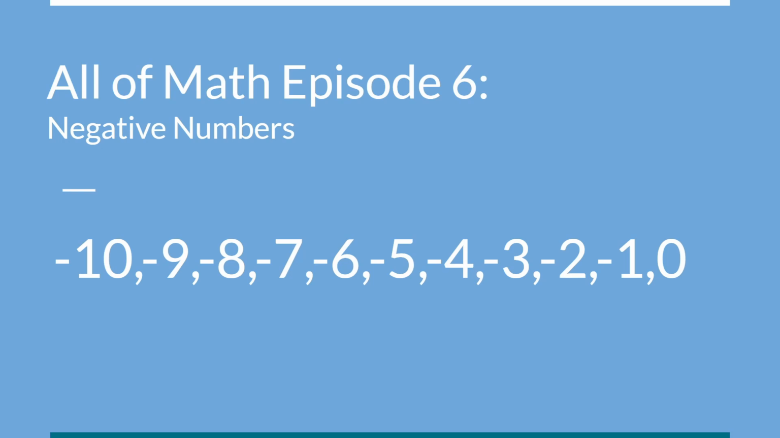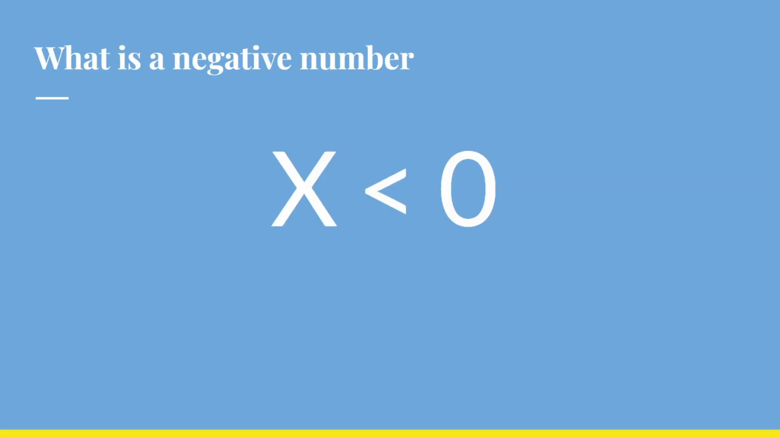Today we'll be talking about negative numbers. So, what is a negative number? A negative number is any number less than 0. But how can a number be less than 0? 0 is nothing. Well, it would be if something was supposed to be there, right? Or is missing, or is owed.